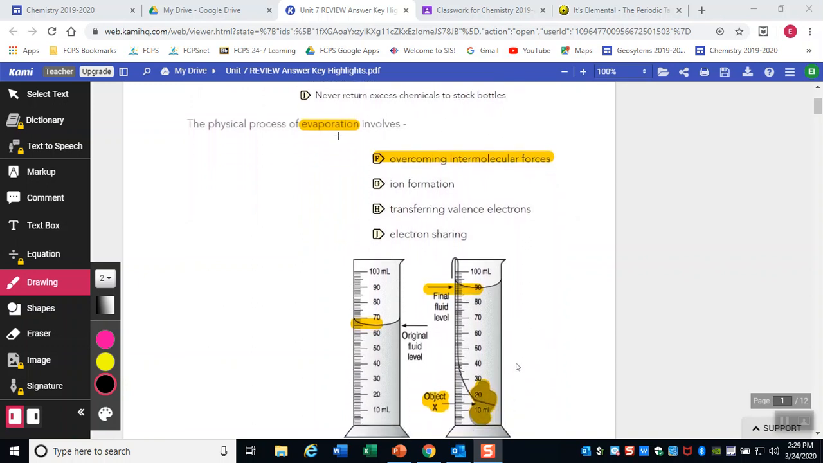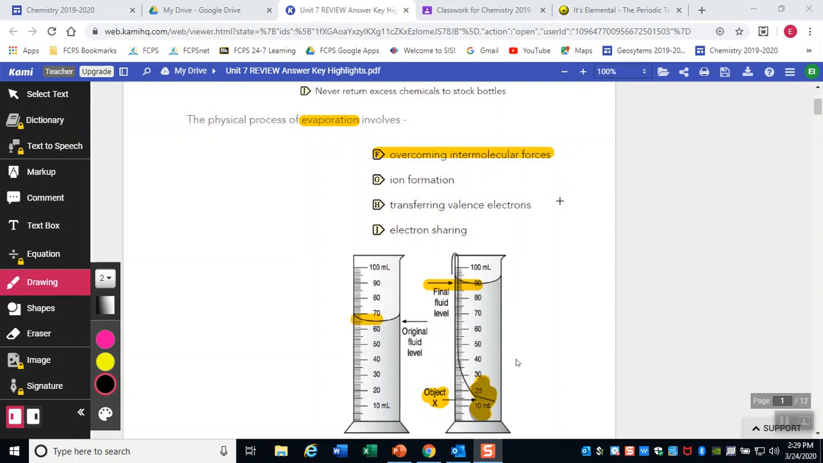The physical process of evaporation involves overcoming intermolecular forces. Evaporation is going from a liquid to a gas. So to change to that phase, the difference between a liquid and a gas is that the forces between the molecules are gone. They're not being held together.